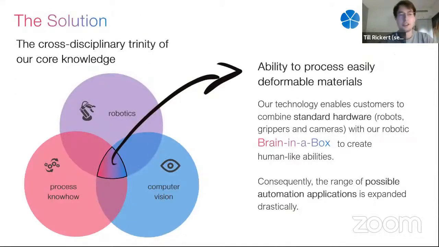We combine unique process know-how on how to manipulate textiles with state-of-the-art computer vision and robotics approaches to create an unprecedented solution to that problem. We put all that together to what we call our robotic brain in a box, which equips industrial robots with a human-like understanding of those materials. And consequently, the range of possible automation applications is expanded drastically.